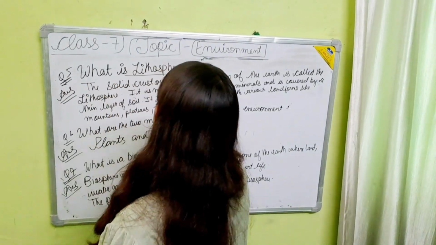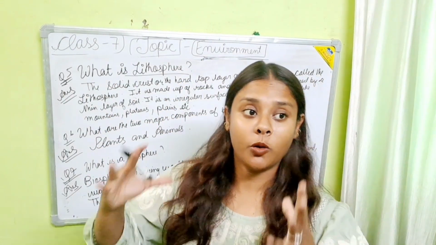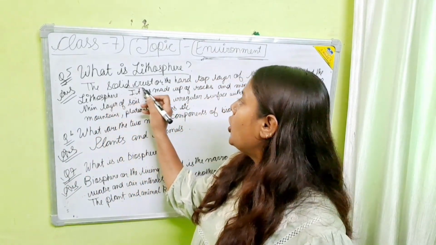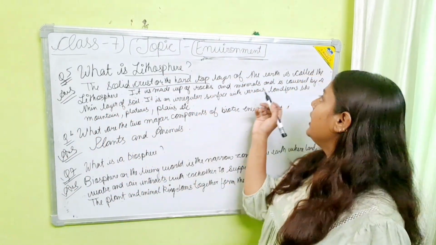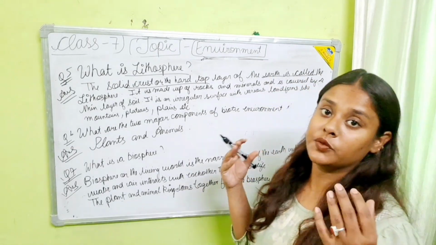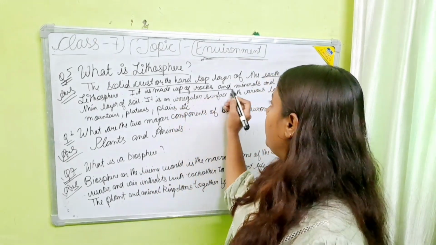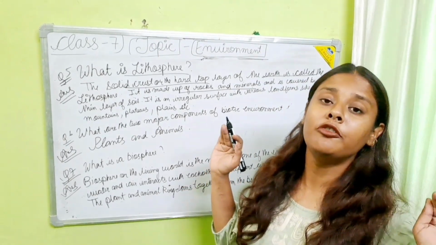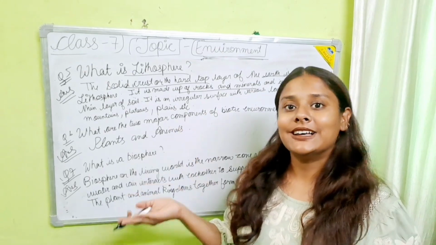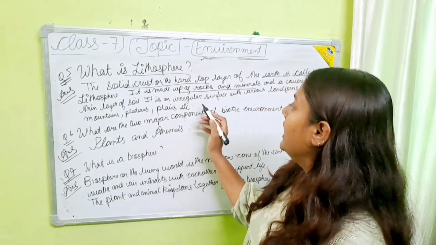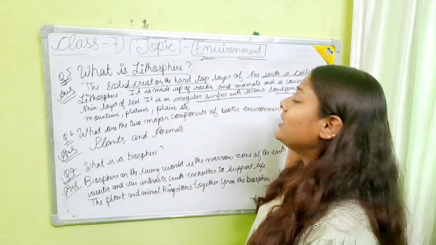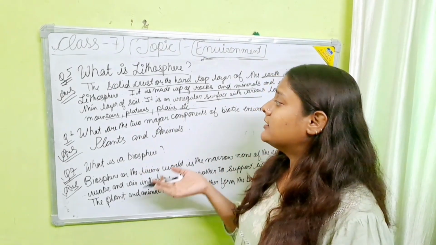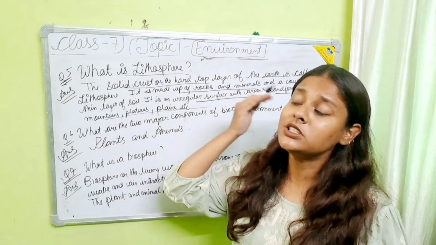Fifth, what is lithosphere? I told you when we talk about lithosphere, that means it deals with land. So the solid crust or the hard top layer of the earth is called the lithosphere. It is made up of rock and minerals and is covered by a thin layer of soil. It provides us the land on which we live. It is an irregular surface with various landforms like mountains, plains, plateaus, etc. Deserts, all these things come under lithosphere.